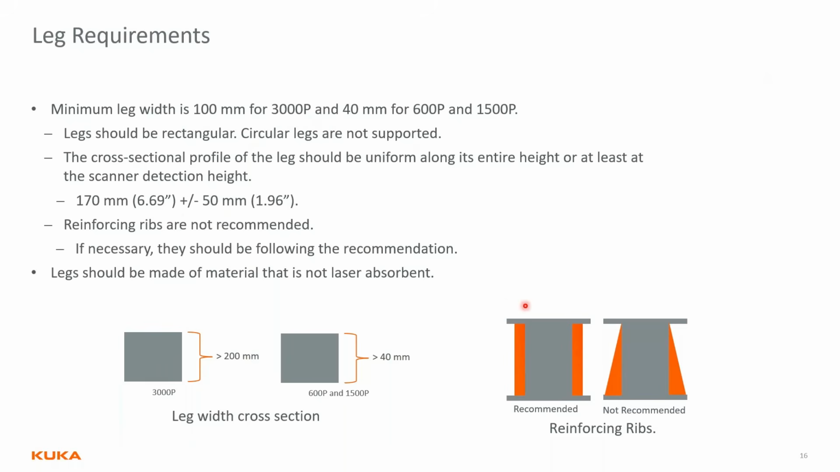And then we have some requirements for ribs, because the scanners, which is what we will be using to locate these racks, are at 170 millimeters or 6.6 inches off the floor. So we want this point plus minus 50 millimeters to be consistent. We don't want it to look like this, where each time we're looking at a different cross section depending on the floor. And you don't want these legs to be laser absorbent, so we can actually see them.